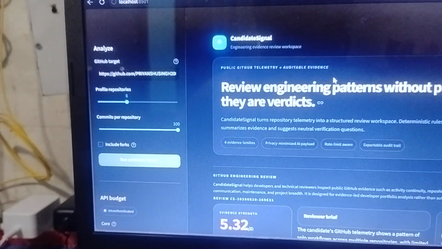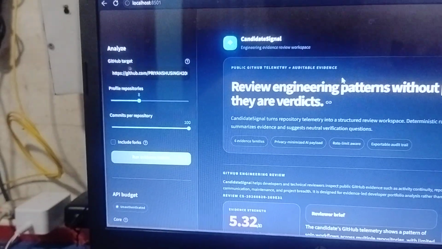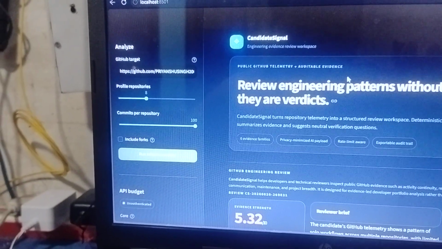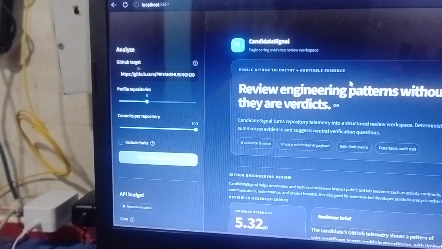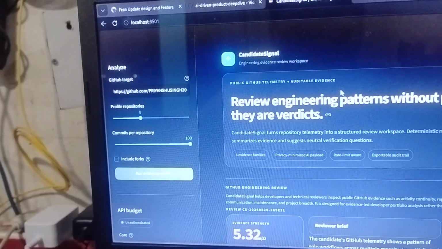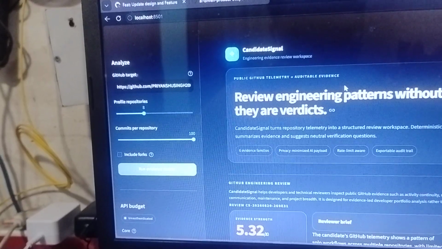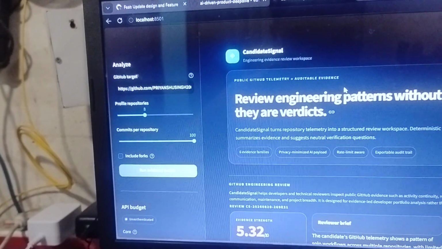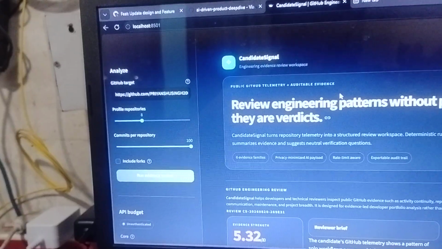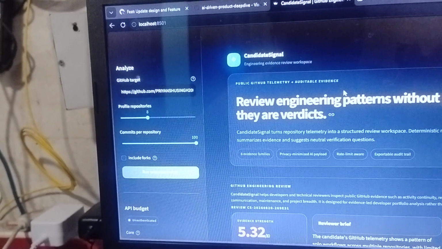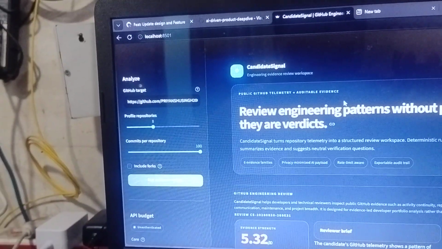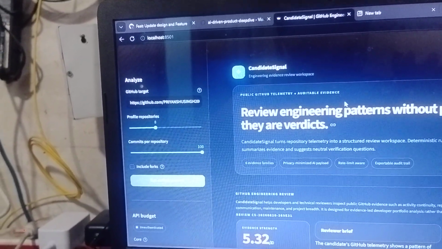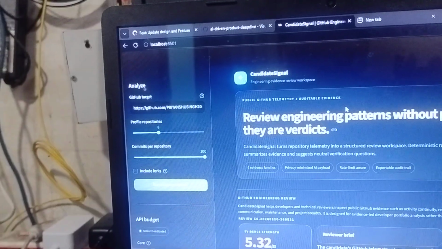Those decisions describe the safety of the architecture. CandidateSignal is not trying to replace the technical interview, but it is designed to make the review faster, more consistent and more evidence driven. And that goal is simple: less guesswork and more observable engineering evidence.